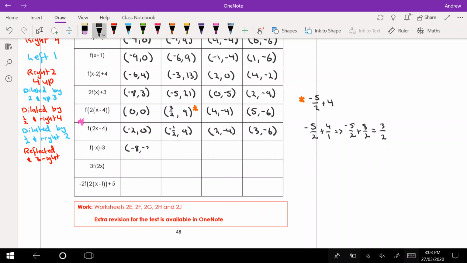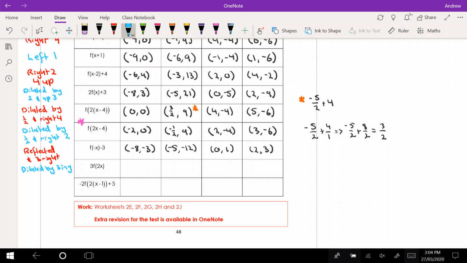So we got 3f of 2x. We're now combining transformations in x and transformations in y. What's one of the transformations that's occurred, Nishk? Dilated by 3 in y. Okay, so dilated by 3 in y and by a half in x. So we've dilated by 3 in y and a half in x. Now we're going to have to change both x and y coordinates.